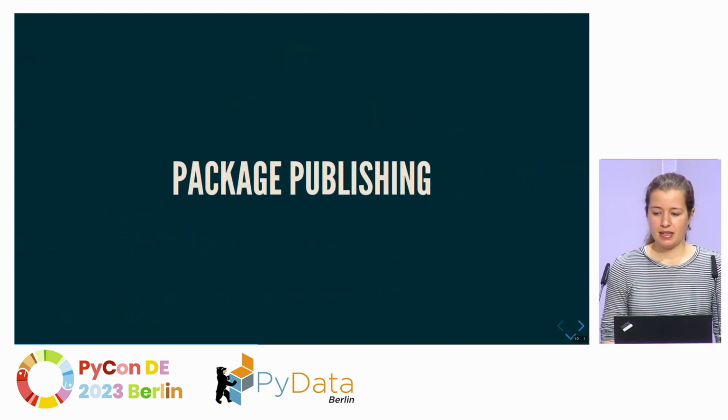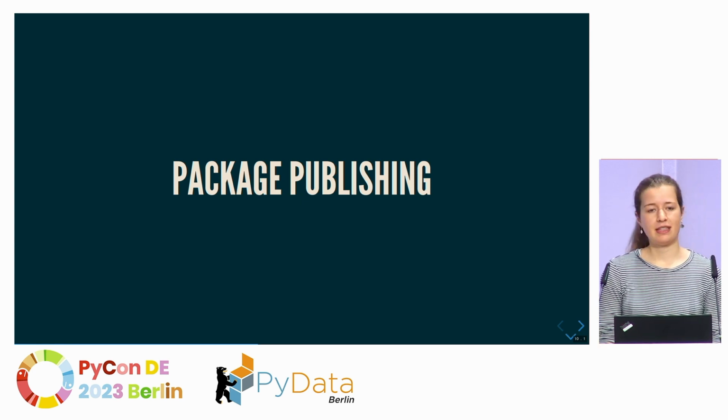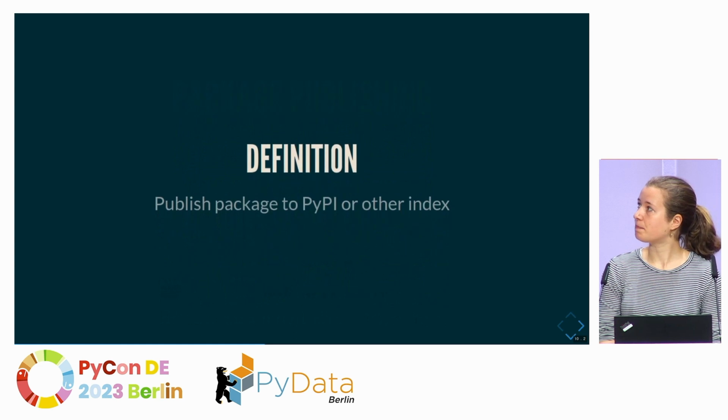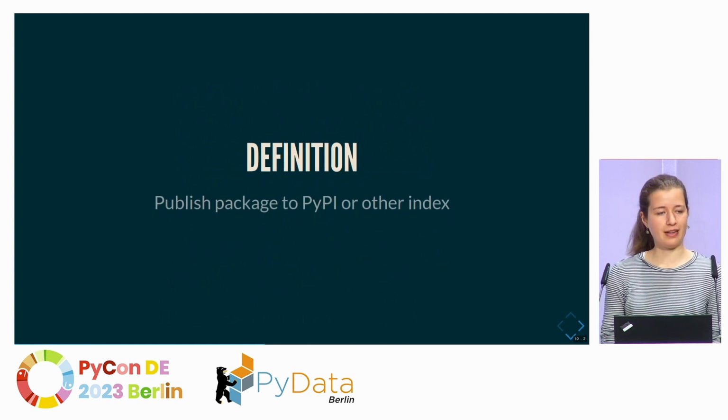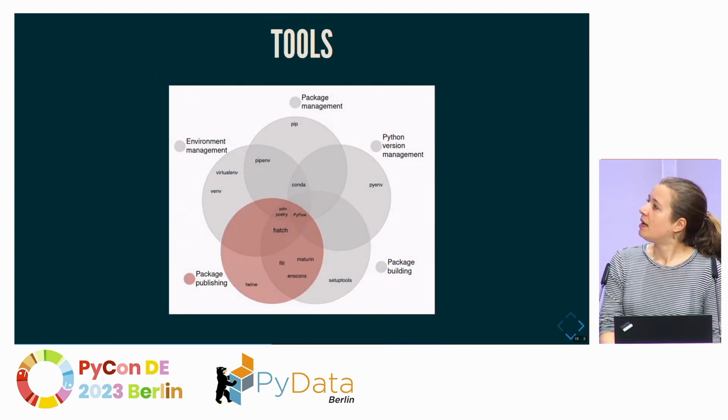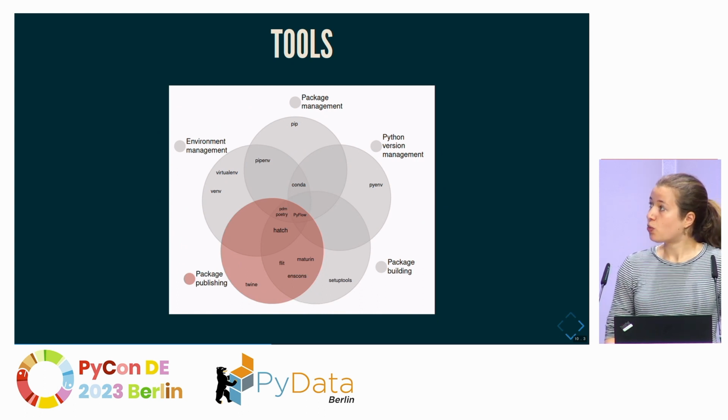Okay, now you have your package, you have your distribution files, and now you want to maybe put them on PyPI or another index, maybe some private index. That's the step of package publishing. A tool that allows you to do package publishing lets you publish the package to PyPI or another index. In our Venn diagram, we see that Twine is the single-purpose tool for publishing a package, but there are also the other ones like Flit, PDM, PyFlow, Hatch, and so on.